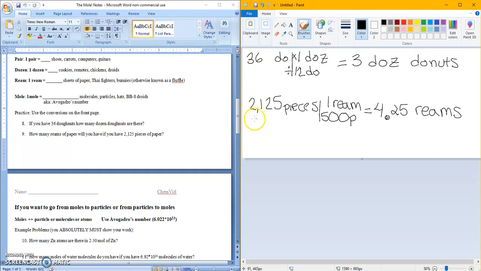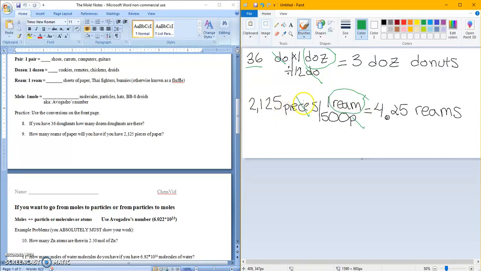For pieces of paper, I start off with 2,125 because that's the number I want to change. And there are 500 pieces of paper in one ream. My units cancel out, and I am able to get 4.25 reams. So the important parts of dimensional analysis are: always make sure to start with the number that you are trying to change, the number you want to change into a different unit. Make sure that your units cancel out, so you're left with the unit that you want. Pieces cancels out with pieces, and I'm left with reams.